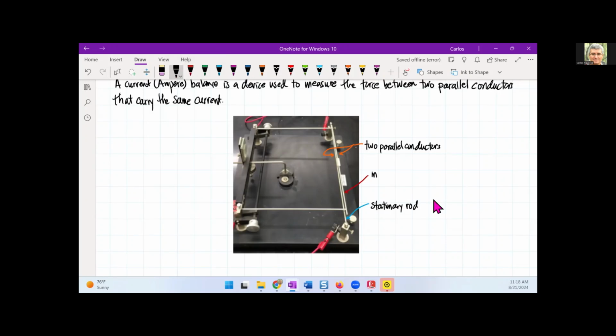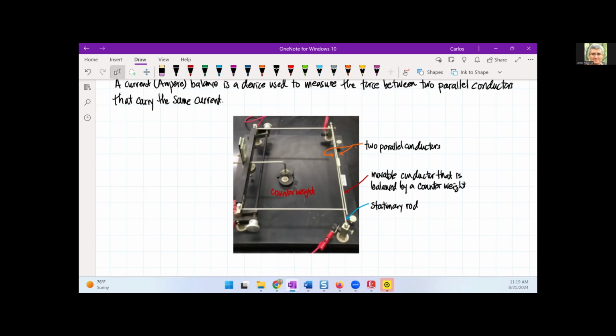Now we have another rod, which is this guy right here, and the one out here, right there. This is the movable conductor that is balanced by a counterweight. And so when you look at the counterweight, you could see that this guy right here is the counterweight right there. So this thing is actually floating. It's balanced on a fulcrum or a pivot.